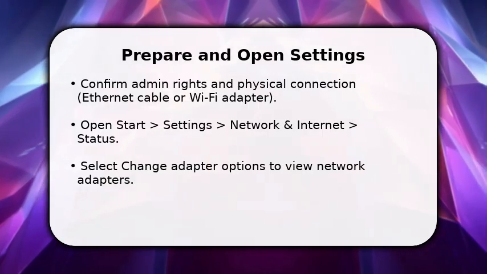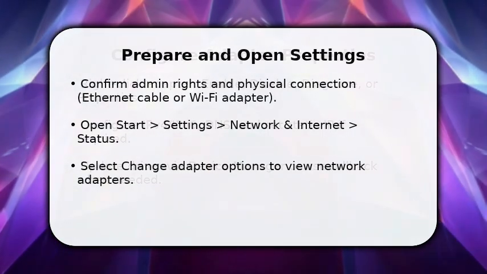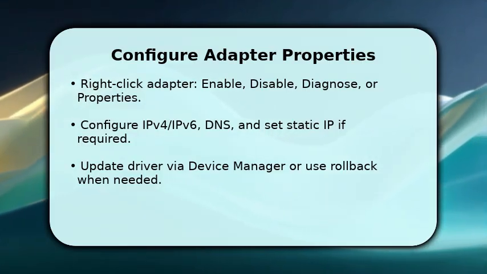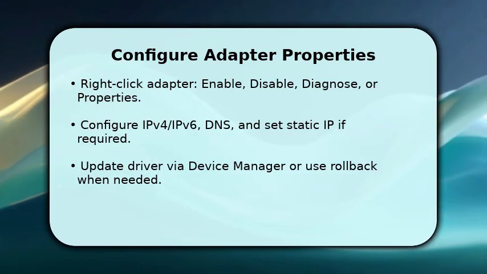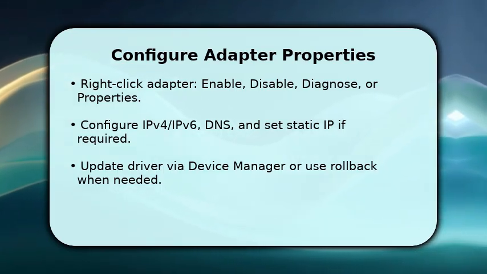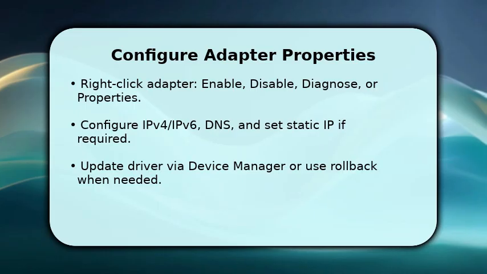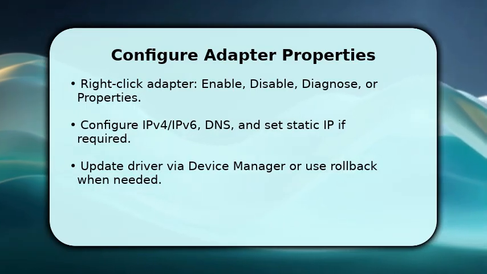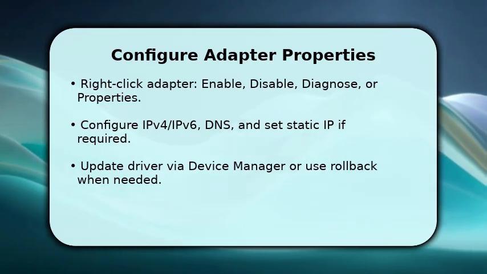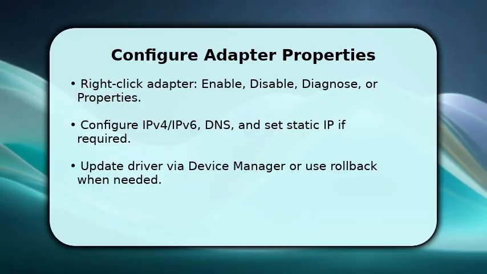Now you configure the adapter so traffic flows correctly. Right-click the adapter to enable or disable it and run Diagnose if Windows reports a problem. That often saves time. Open Properties to adjust Internet Protocol version 4 settings. Choose DHCP for automatic addressing or use a static IP when required, and enter DNS manually to control name resolution.